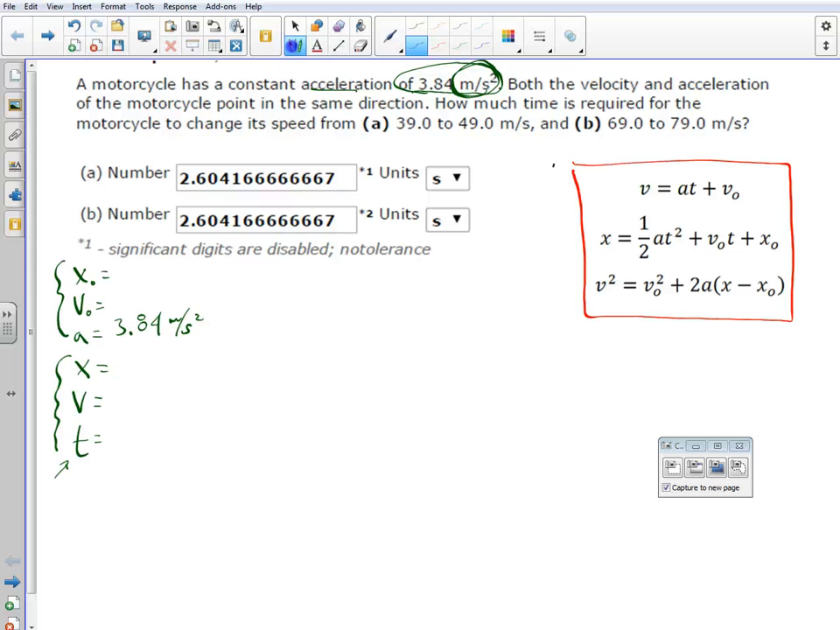Okay, so then how much time is required to go from this speed to this speed? So we have 2 velocities. We have the initial velocity and the velocity at some later time. So I fill those in. So the later time velocity is 49 meters per second. And the initial velocity is going to be 39. Did I get that right? No, the initial is 39. There we go. Meters per second. And the final is 49 meters per second.